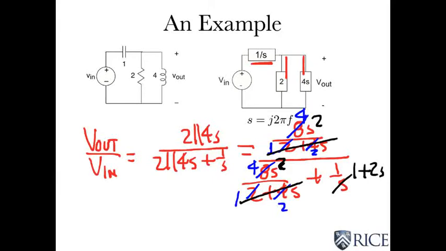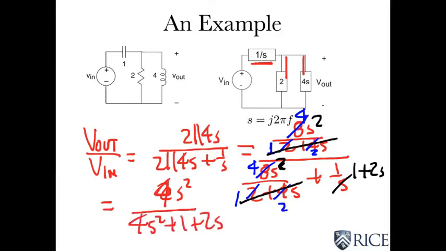So what we get, I know you can't read that. It's very difficult to read. So let me write it for you. It's 2s squared, 4s squared divided by 4s squared plus 1 plus 2s. Okay? So this is the name of the game.